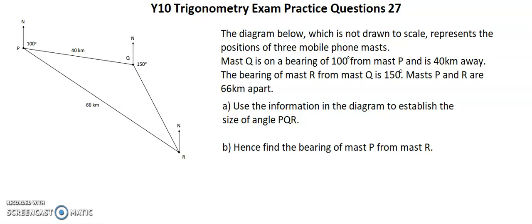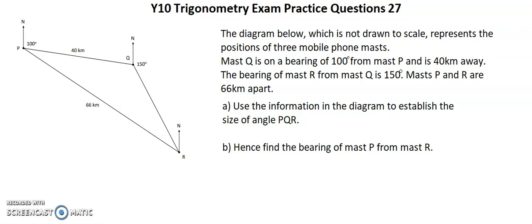Year 10 Trigonometry Exam Practice Question 27. The diagram below, which is not drawn to scale, represents the position of three mobile phone masts. Mast Q is on a bearing of 100 degrees from mast P and is 40 kilometers away.